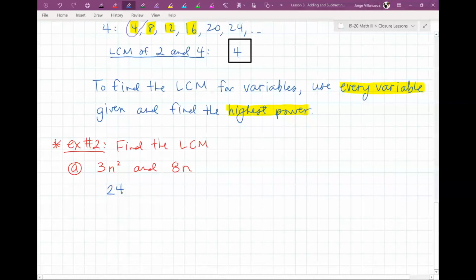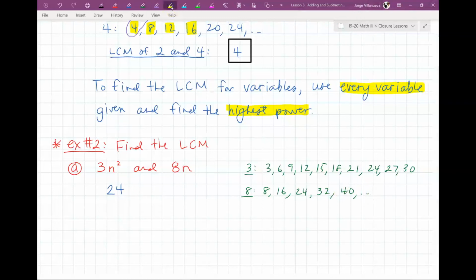Now, if you don't know why I say that, let's just do it one more time. 3, 6, 9, 12, 15, 18, 21, 24, 27, 30. So that's 3. And then 8 is 8, 16, 24, 32, 40, etc. The very first time they have matching numbers is right here. That's why that's the least common multiple.